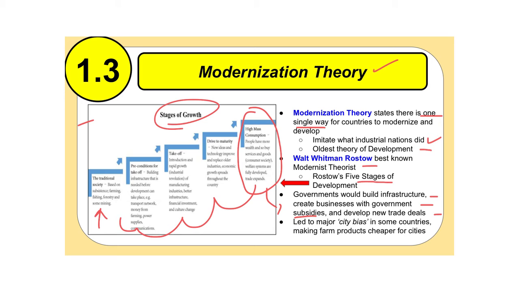This is going to lead to something that is known as city bias in some countries, making farm products cheaper for cities. And so the idea is that farms exist to serve the needs of cities, and that farmers provide food cheaply for cities, but cities then make living expenses for farmers much more difficult. So this whole idea of city bias comes out of modernization theory.